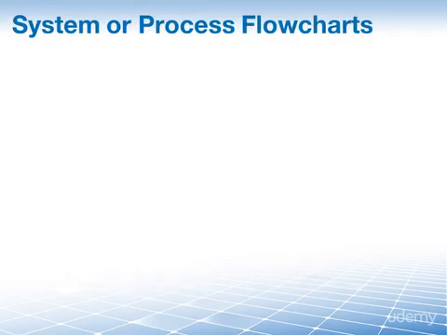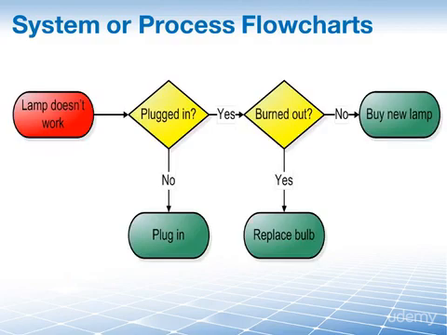Next, we have the system or process flowcharts. You have definitely seen those. It's boxes and arrows that show how a process flows, and each step is in a box and an arrow is connecting them. And here on the screen you see a possible flowchart in regards to figuring out, hey, my lamp doesn't work. Why is my lamp not working?